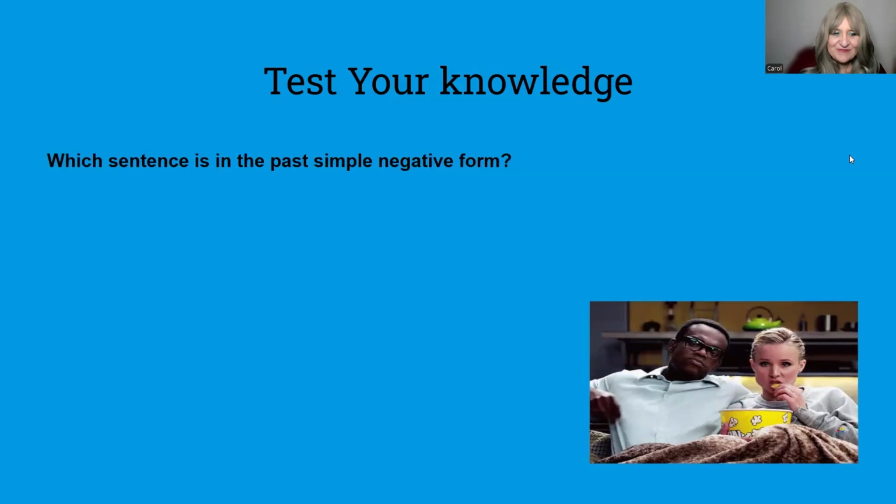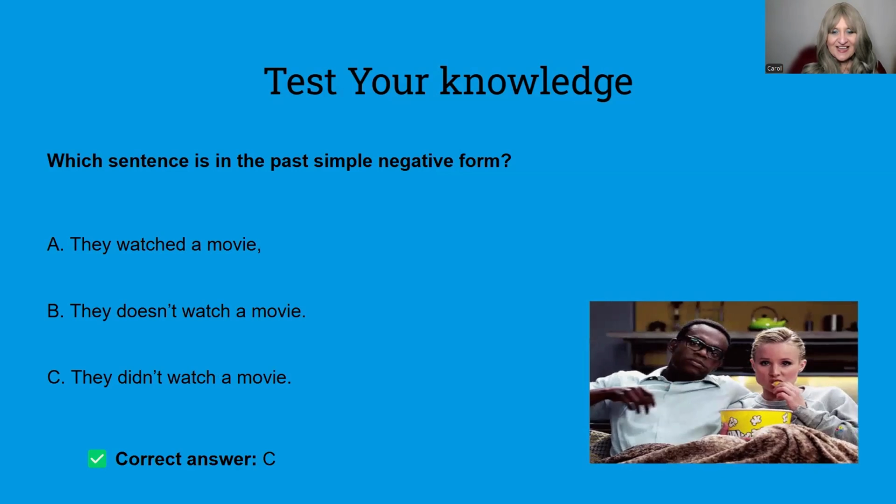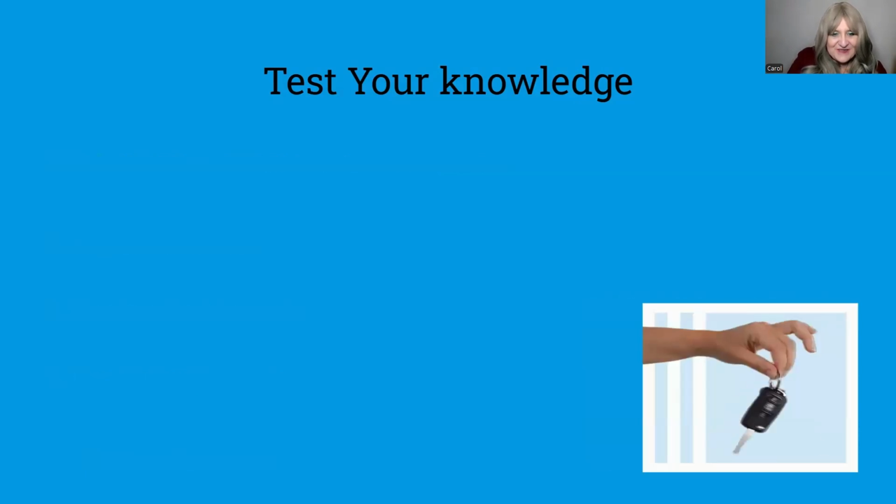Next question. Which sentence is in the past simple negative form? They watched a movie. They doesn't watch a movie. They didn't watch a movie. Of course, the answer is C. The negative form is they didn't watch a movie. Well done if you got that right.